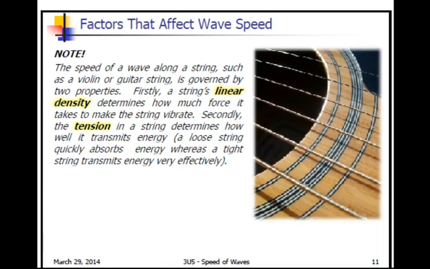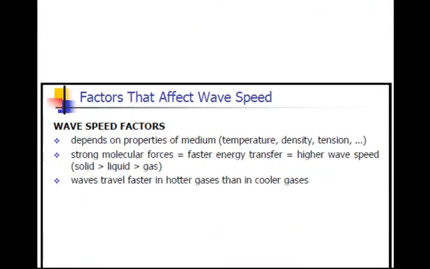The speed of a wave along a string, such as a violin or a guitar string, is governed by two properties. The string's linear density determines how much force it takes to make the string vibrate, and the tension of the string determines how well it transmits energy. A loose string absorbs that energy faster than a tight string, which transmits the energy more effectively.